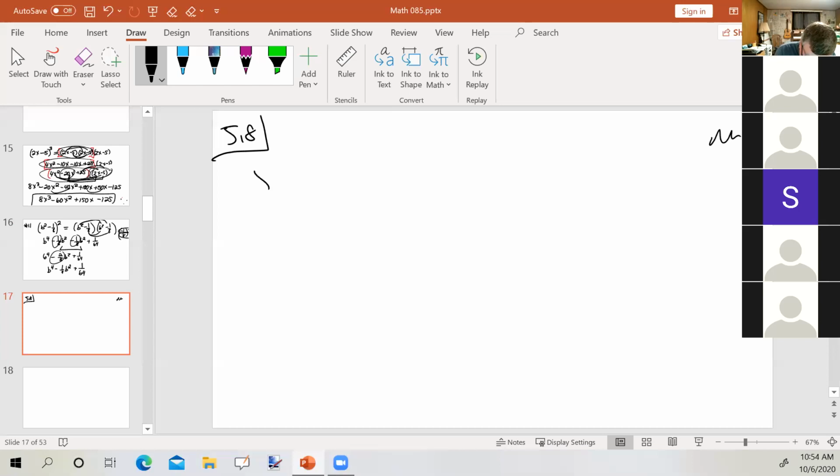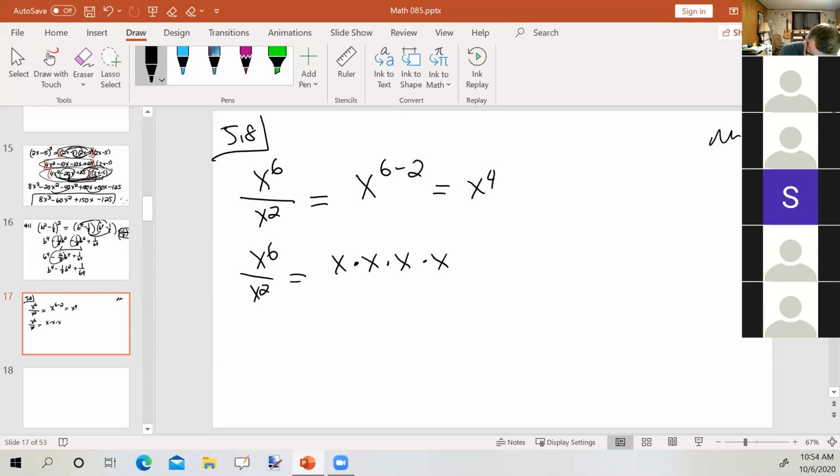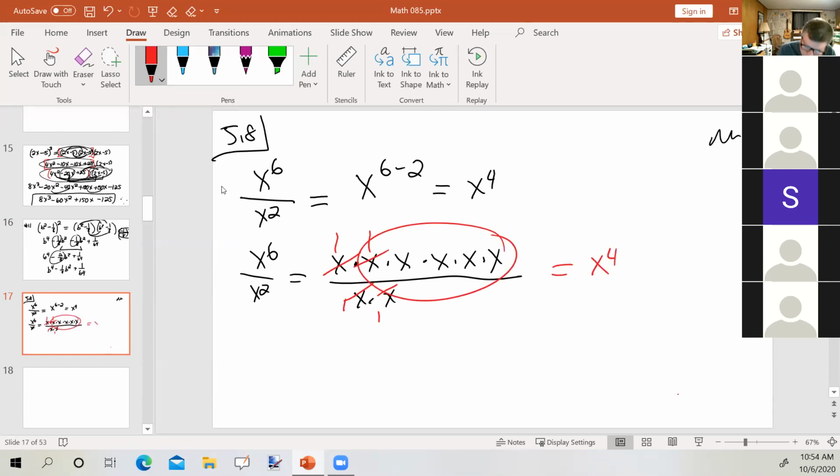Let's say you've got x to the 6th power divided by x to the 2nd power. All right. The rule is that you've got the same base to the top exponent minus the bottom exponent. So x to the 6th divided by x squared would be x to the 4th. And looking at this the long way, that's because you have 6 factors of x on top over 2 factors of x on the bottom. So these reduce out to 1s, and you're left with x to the 4th power.